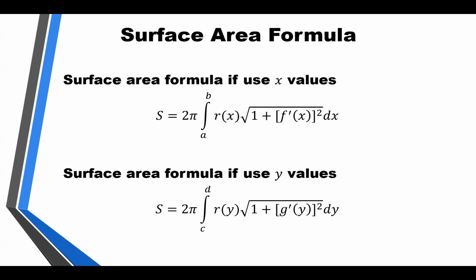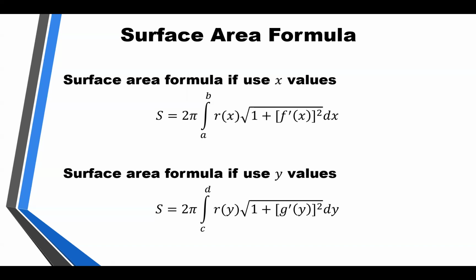And if I'm going to use y values, then I do the exact same thing, but using y values. I get surface area as 2 pi, integrate from c to d, my radius with respect to y, times the square root of 1 plus the derivative of g squared, all integrated with respect to y. So I get these two surface area formulas. One, if I want to use x values. A second, if I want to use y values.